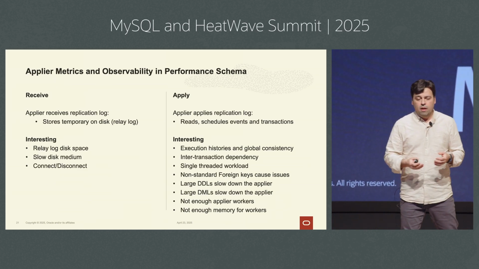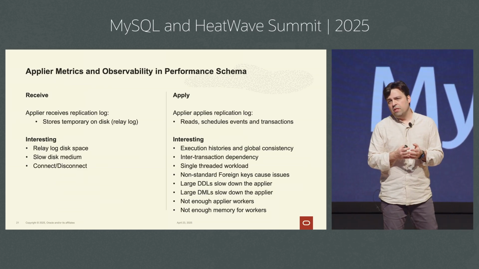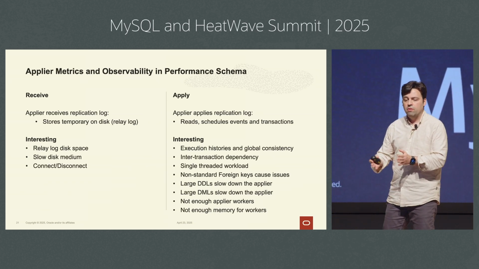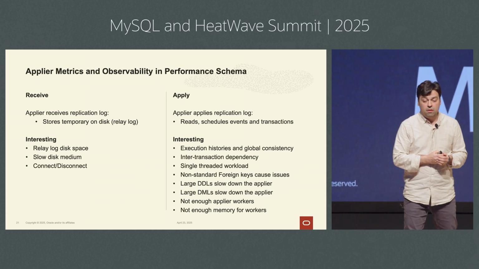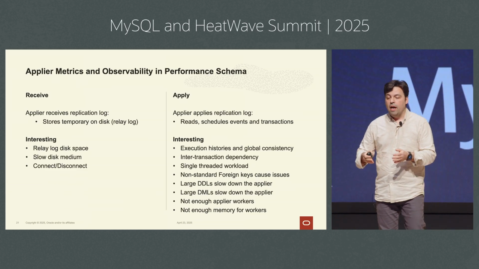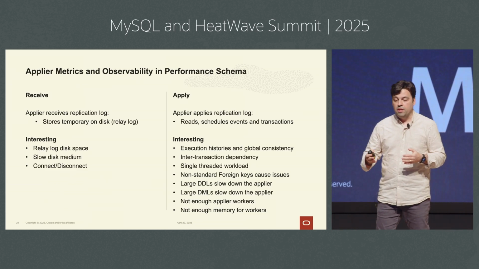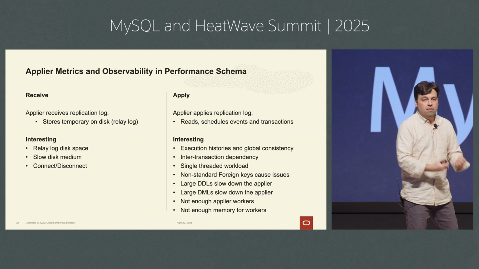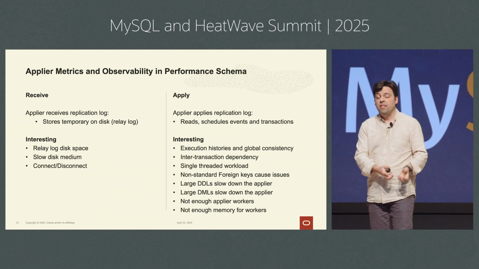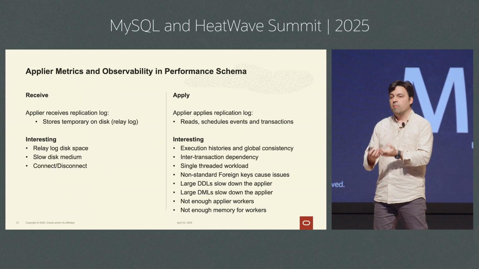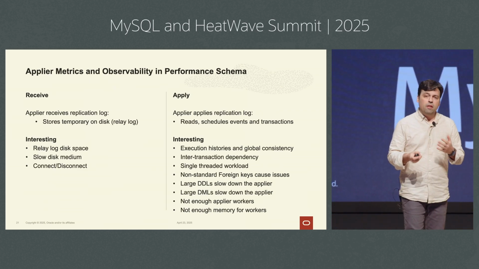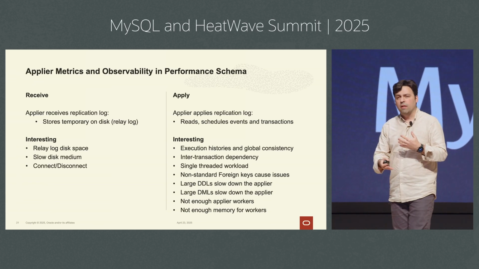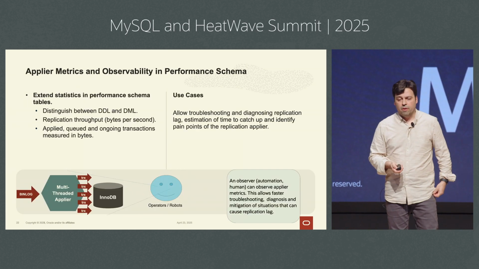It's interesting to see how much relay log disk space is used. That's already there. But it's interesting to understand how much time it takes for a change to go through this relay log itself. And it's also interesting to see what the applier threads, which receive the changes from the relay log and apply them to the database, are doing at any given point in time. Why are they stuck? If they're stuck, what are they actually stuck on? And so on and so forth.